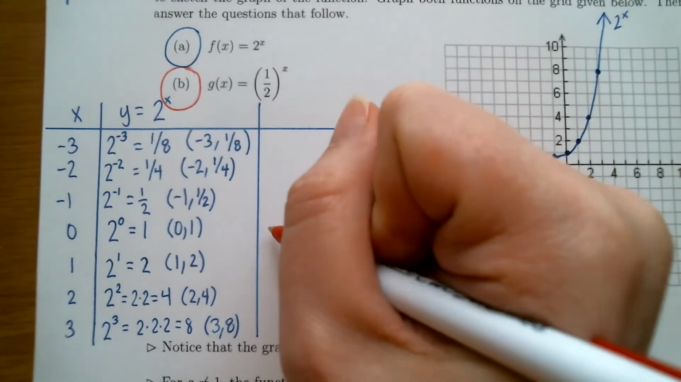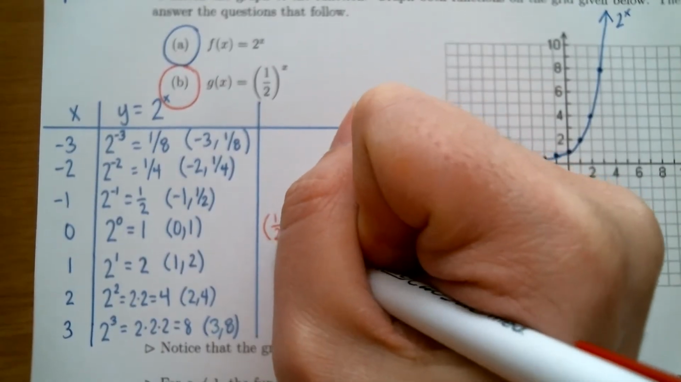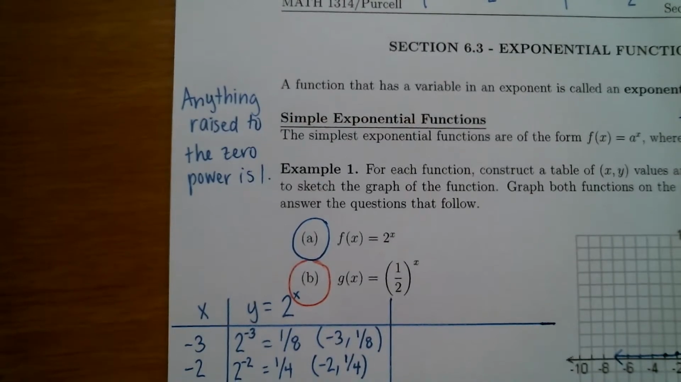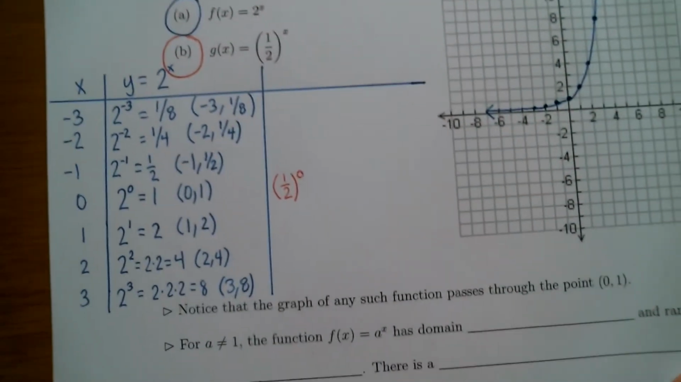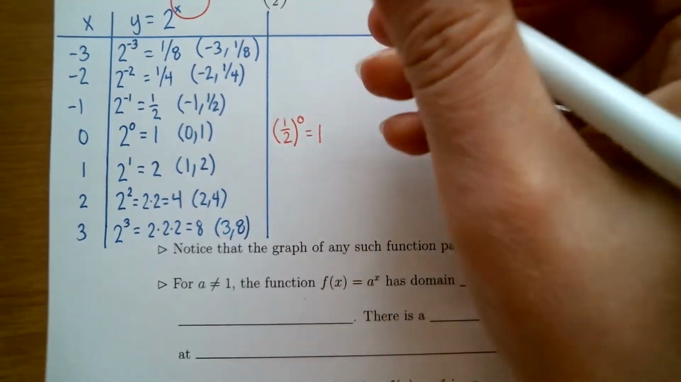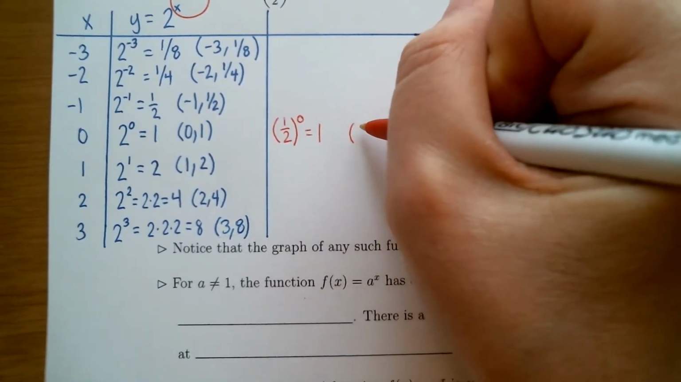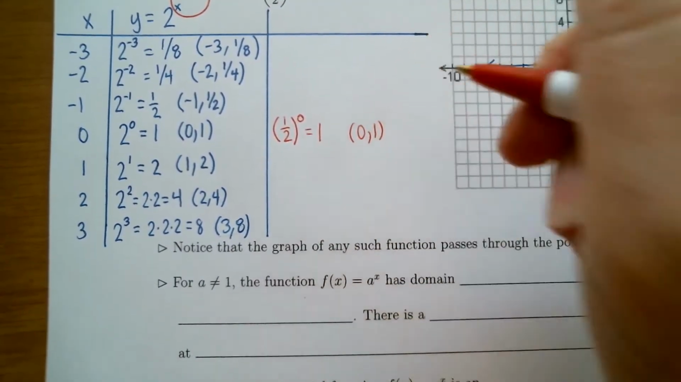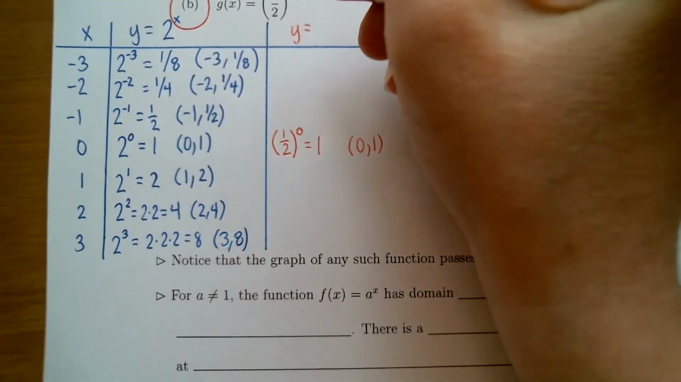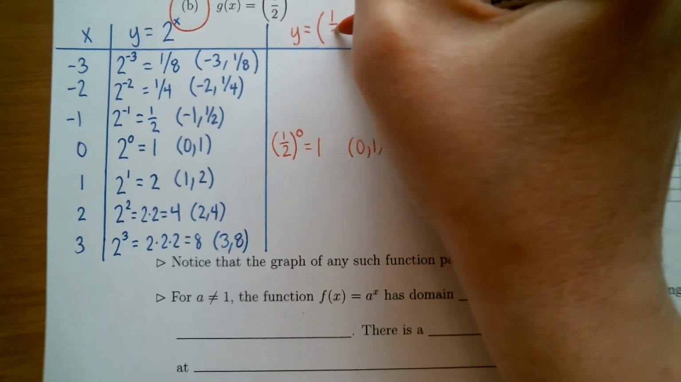So we're going to plug in 0 for x. So we're going to get 1/2 to the 0 power. Remember what we said a few minutes ago, anything raised to the 0 power is 1. So this is going to be 1. So this new graph will go through the point 0, 1. Let me put up here that we are making a table for 1/2 to the x.